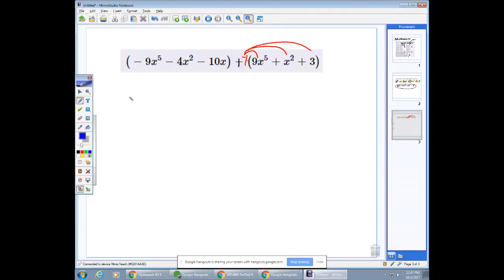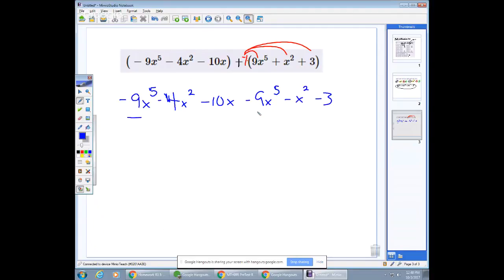So what I really have to do here is take my negative 9x to the 5th, minus a 4x squared minus 10x, and then I'm adding a negative 9x to the 5th, so I'll say that's a minus 9x to the 5th. And then I also have to bring that over here, so it's a minus x squared and a minus 3. So the bottom line is you got to distribute that negative through. Once you do that, it's like the previous problem, just start combining like terms.